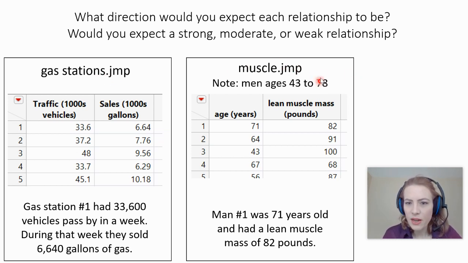And then over here, we have a different data set. For a bunch of middle-aged and elderly men, we have their age in years and the number of pounds of lean muscle mass. So this would be take your body weight and subtract out all the fat, so this includes both the muscle and the skeletal tissue, etc. All right, so positive, negative, or no relationship, and strong, moderate, or weak if you think that there is some kind of relationship.